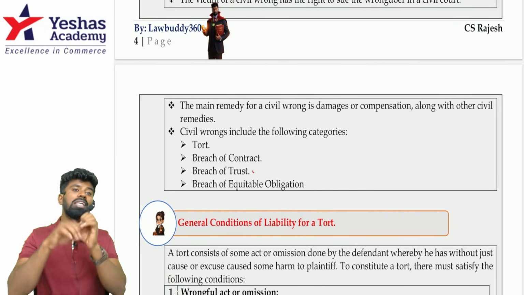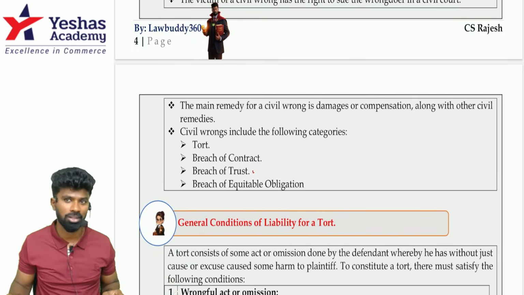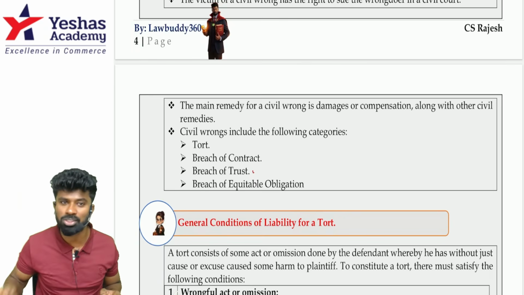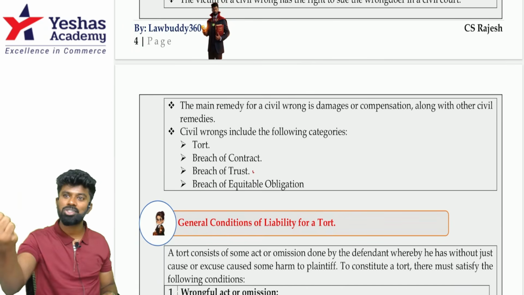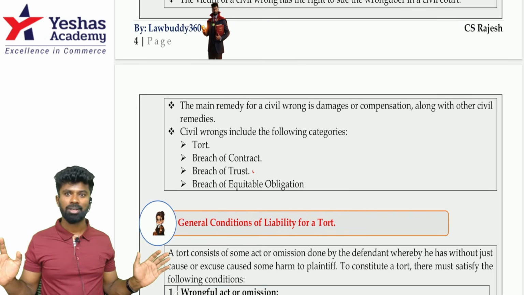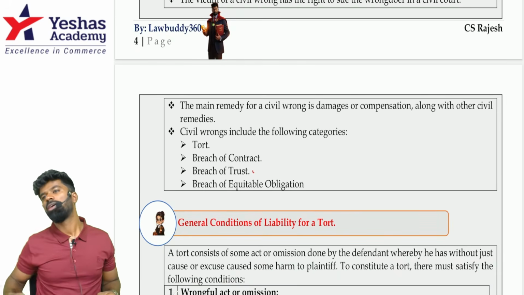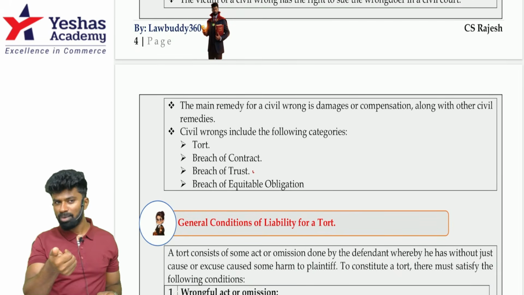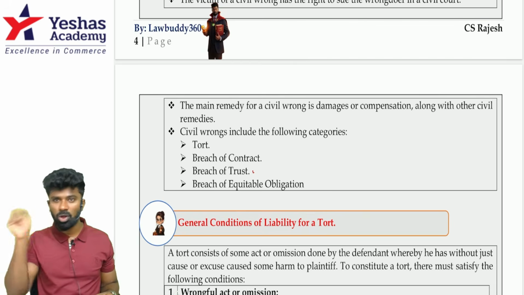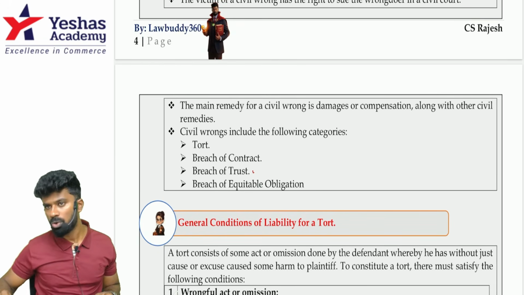Now, what if it is not exclusively a breach of contract? If there is some other breach of duties involved, that is called what? Tort. Only if it is exclusively a breach of contract, it is not a tort. It is a civil wrong. And in case of a civil wrong, what is the remedy? Damages, along with some other remedies. In which court?